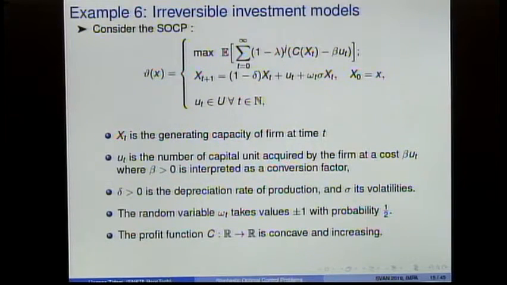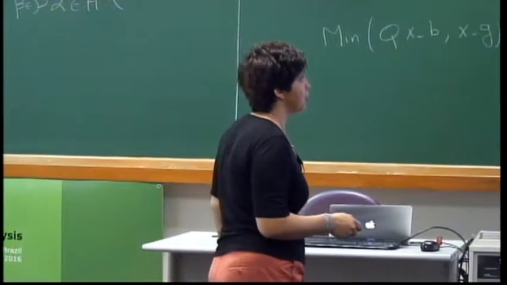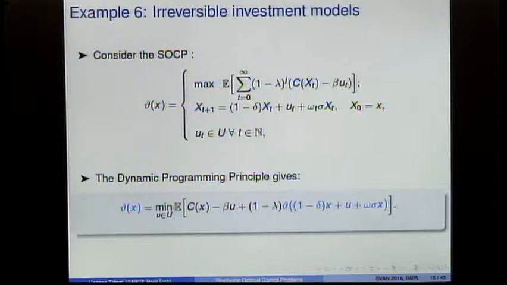Delta is just the depreciation rate of production. And we have some stochasticity here. W_t is a random variable that can be plus or minus 1, and sigma is the volatility of the market. To make it simple, I put a probability of 1/2, but usually it's more complicated than that. For the costs, we assume that we have a profit cost C, which is a utility function, concave and increasing. So this is the control problem. And this should also be max, I'm sorry.